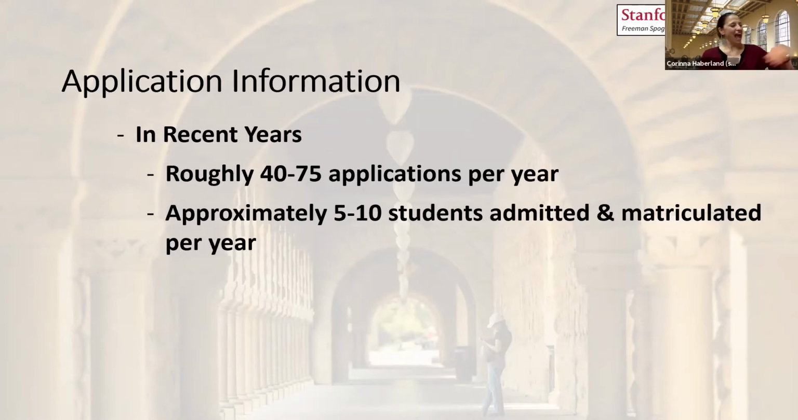All right. Okay, other questions that we get are generally about the application now. Folks have asked how many applications we get and how many students we admit. So as you can see on the slide, in recent years we've had a range of 40 to 75 applications per year, with approximately 5 to 10 students admitted and matriculating per year.